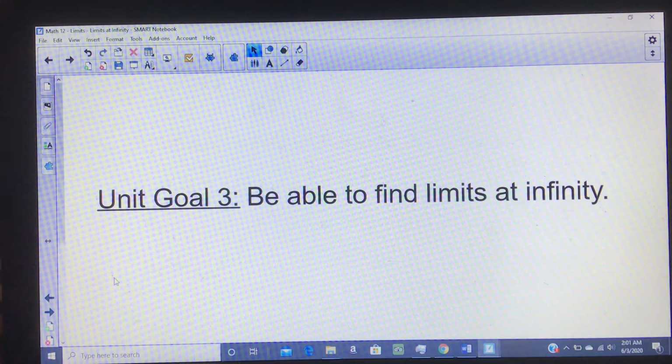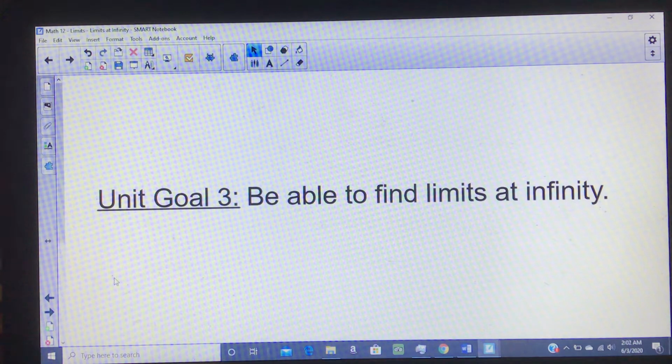All right, so in this video, we'll look at the last goal, the third goal of the limits unit, which is to be able to find limits at infinity. If you watch the other two limits videos, hopefully you realize what limits are doing is we're approaching an x value and seeing if the y values approach something.